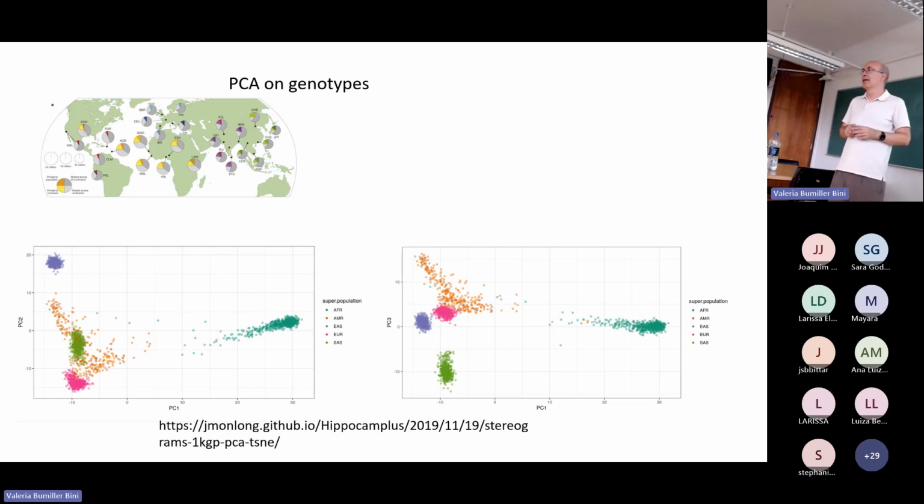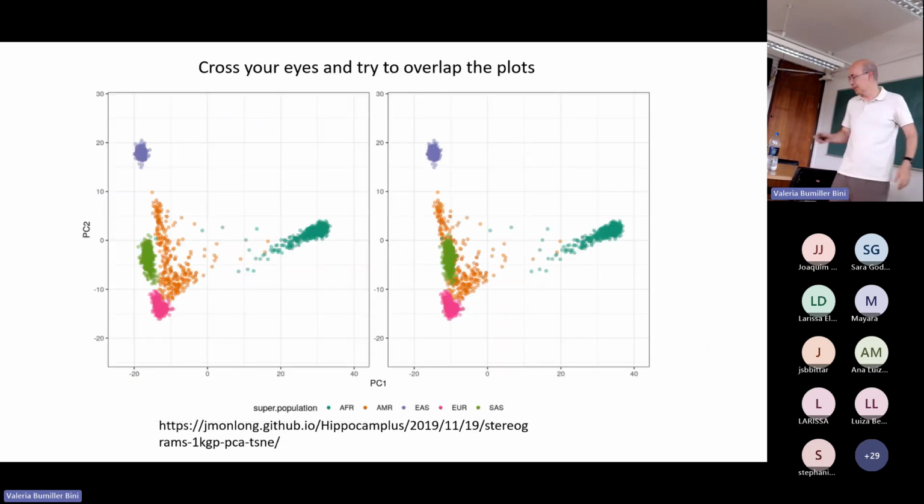Now a neat trick. I found this by chance. Let me count here. Now, try to cross your eyes, so as you try to overlap the blocks. You cross the eyes. How am I looking?